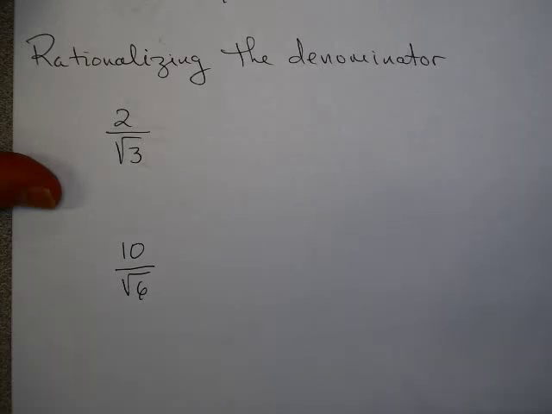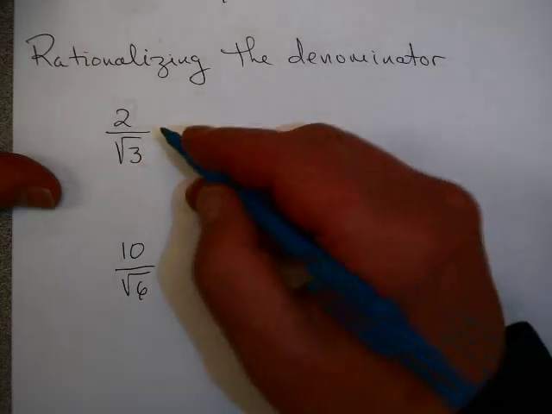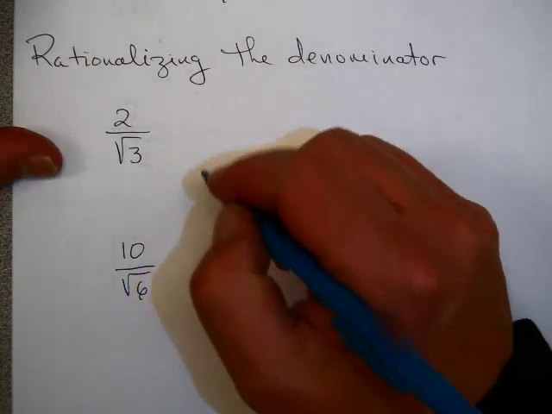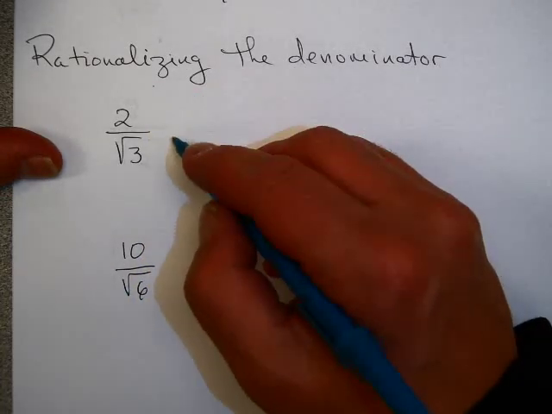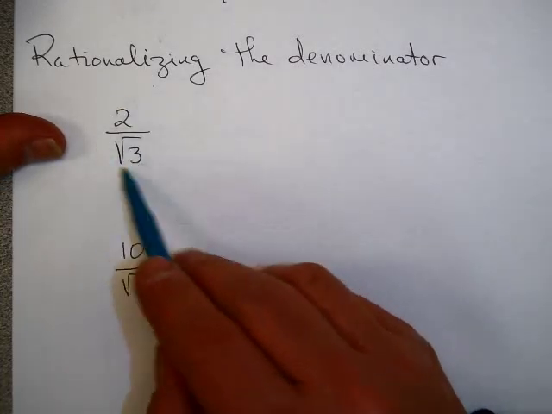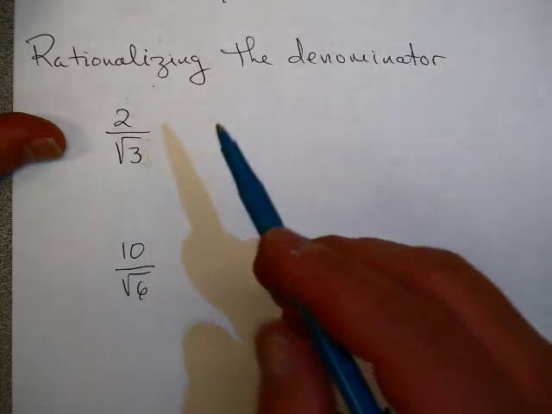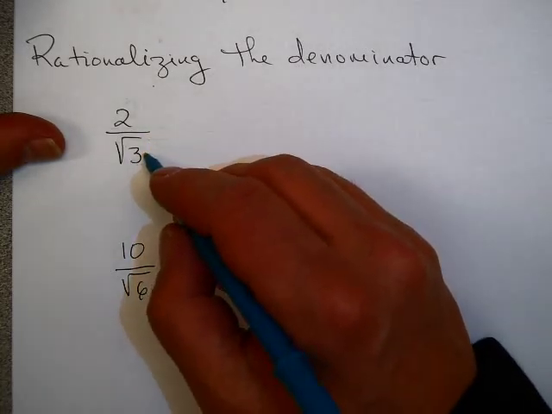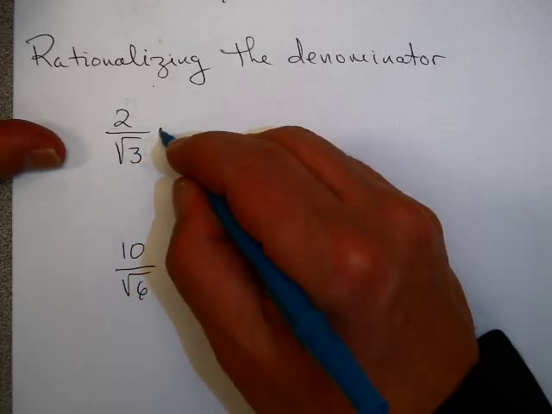But these days we don't care so much about that, but we still like to talk about this process because it's useful in advanced mathematics. To rationalize the denominator means to remove the radical from the denominator. So I'm looking at this problem and I'm asking myself, what can I multiply this by so that there no longer will be a square root in a denominator?